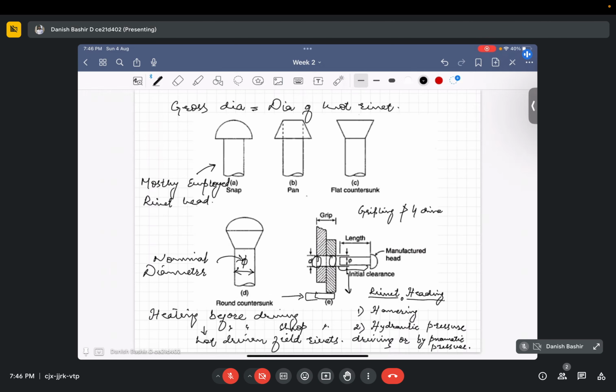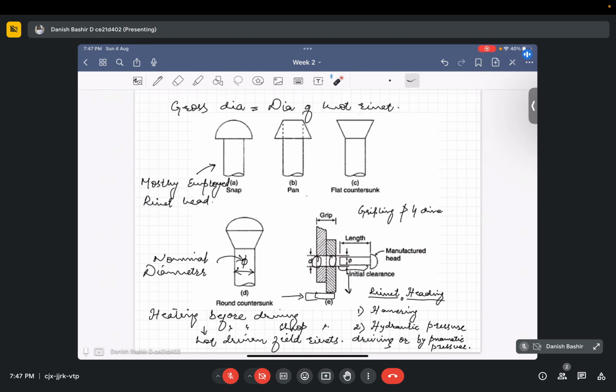When this hot rivet cools down, it exerts force from both the heads and it causes friction within the plates. This is known as clamping action. Due to the reduction in the diameter of the shank on cooling, some space remains between the sides of the rivet and the hole.